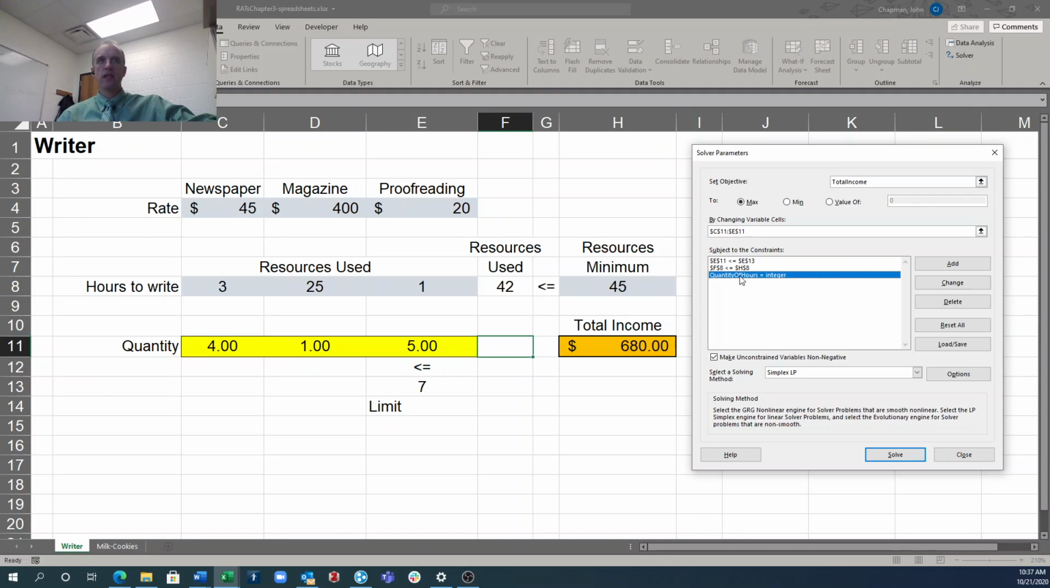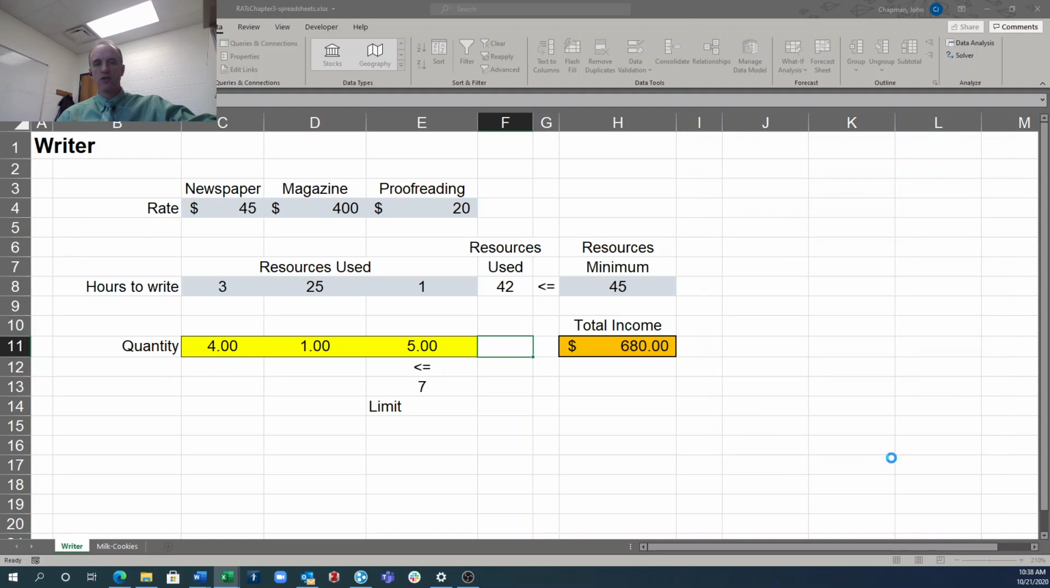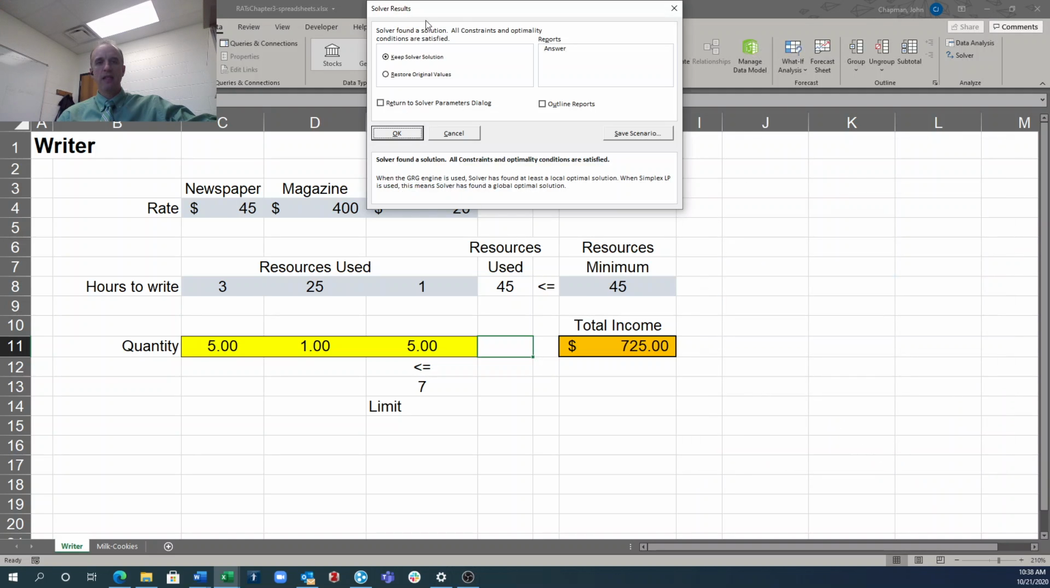This was a hint in the problem. It said use an integer constraint to be sure that all newspaper and magazine jobs are finished within a week. That's an assumption here, and that is a pretty fair assumption, probably, to make sure that those things are done in a week. Once we input these constraints, this objective, and these decision cells, we click on Solve, and it gives us a solution.